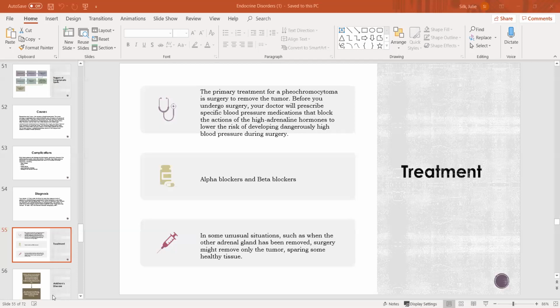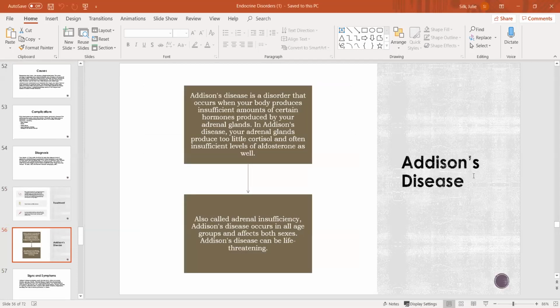Okay, so this is the last of it, guys. We're going to talk about Addison's disease and Cushing's. Okay, so Addison's disease deals with hormones. There are 3 groups of hormones that this deals with: mineralocorticoids, glucocorticoids, and sex hormones. So it's all 3 of those.